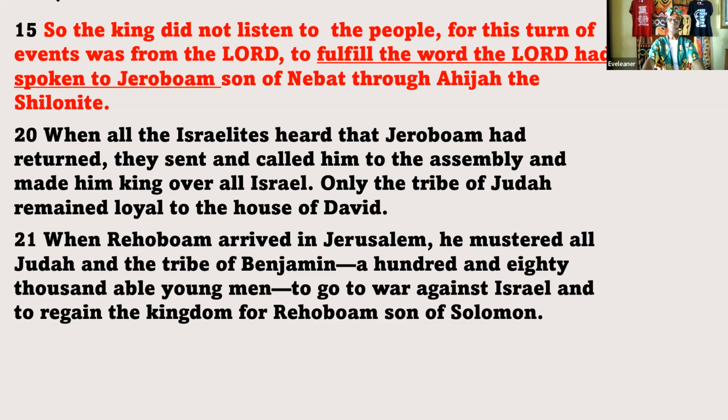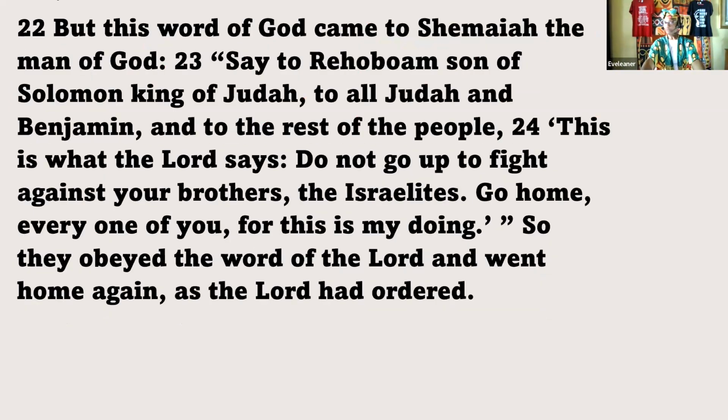And when Rehoboam arrived in Jerusalem, he mustered all Judah and the tribe of Benjamin, 180,000 able young men to go to war against Israel, which is Jeroboam and the other 10 tribes, and to regain the kingdom for Rehoboam, son of Solomon. But this word of God came to Shemaiah, the man of God. Say to Rehoboam, son of Solomon, king of Judah, and to all Judah and Benjamin, and to the rest of the people. This is what the Lord says.